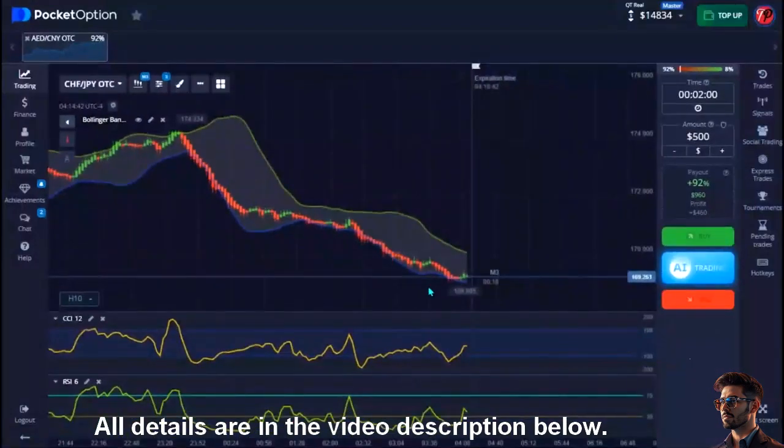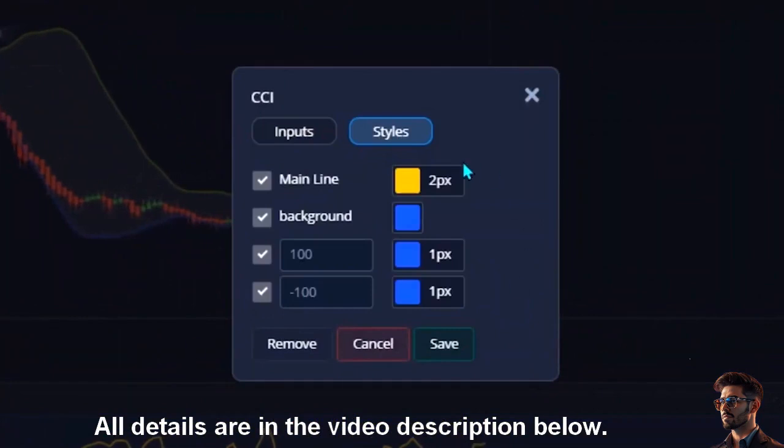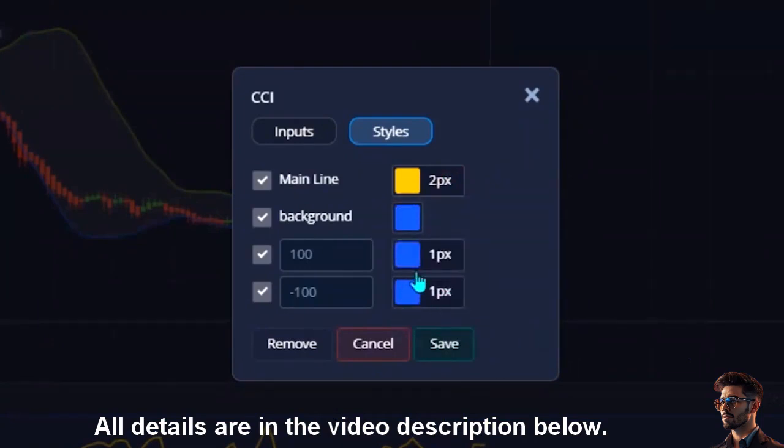The second indicator I use is called CCI with a period of 12. On the styles part here, my first color right there is actually yellow, and of course I use 2 pixels on the line. I also make sure I change all the colors right here to one color. So that's pretty much all you have to do. When you're done, you hit save.